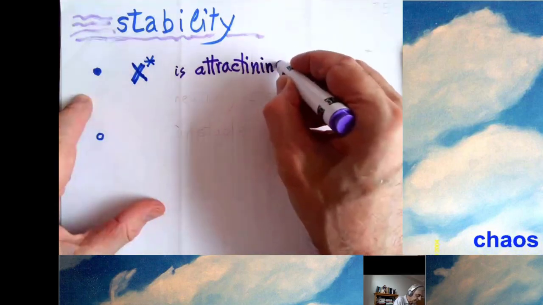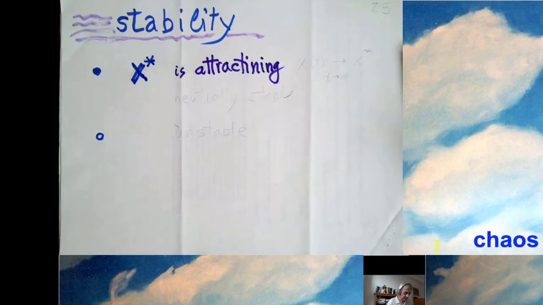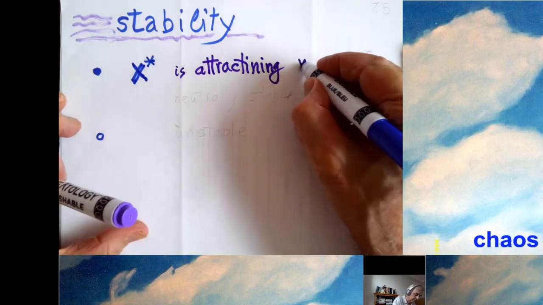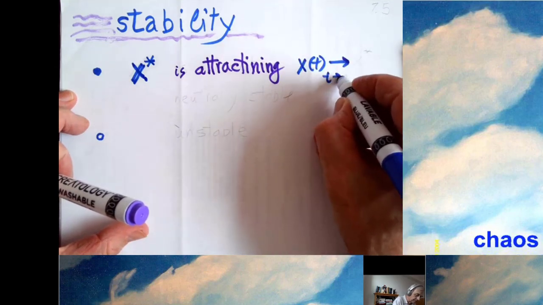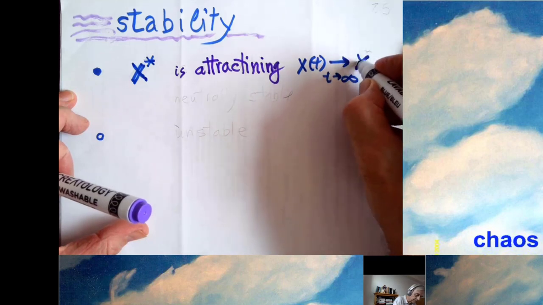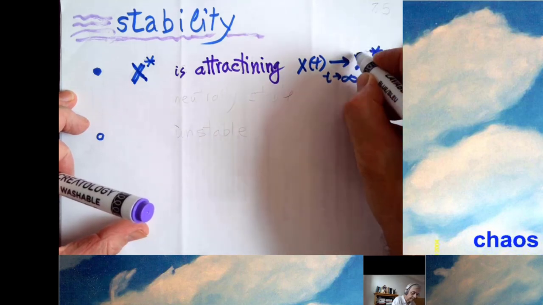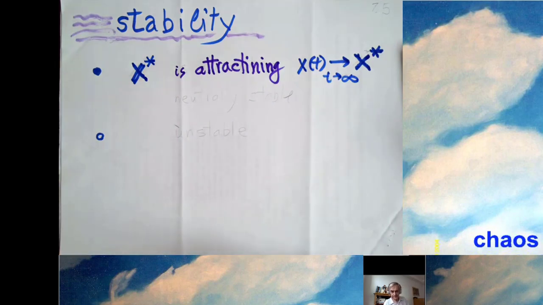And there are other words like sink, we have seen it. No matter where I start, as time evolves, as time goes to infinity, I always fall into that particular hole. In linear systems, that's all that can happen because there's only one fixed point. In general, we already saw this in one dimension, there could be several attracting points. So then you can't possibly have global attraction to one of them. Each one of them would have what's called a basin of attraction.